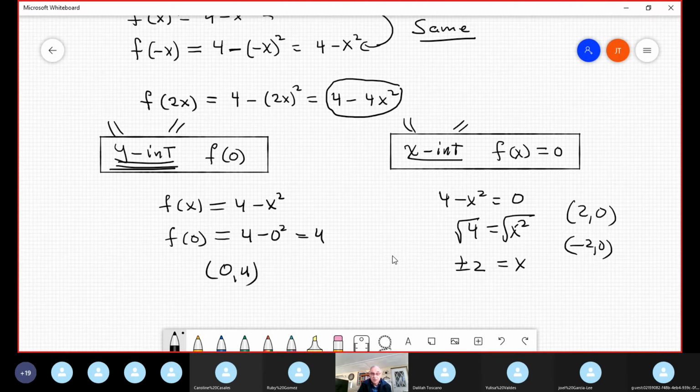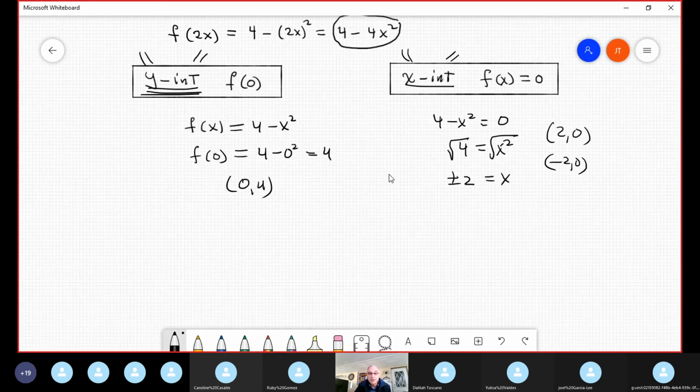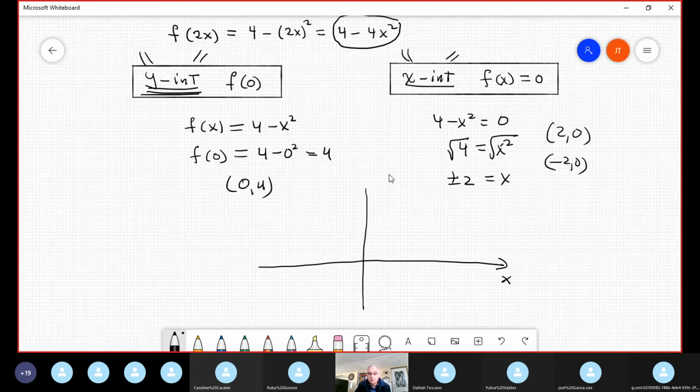So you try to do the graph of this function. This function looks like that. We have 2 important characteristic points, which is the y-intercept at 4: 1, 2, 3, 4, (0, 4). This is on the y-axis, and we have 2 on the x-axis: 1, 2, (2, 0), and 1, 2, negative 2, (0). And this graph looks something like that.